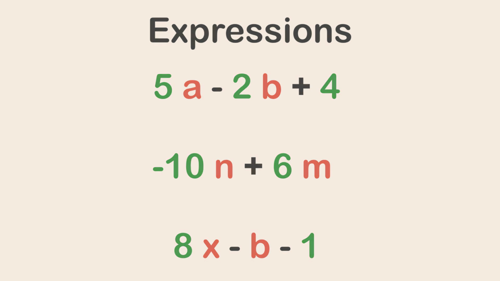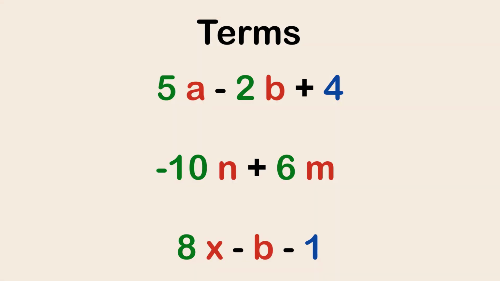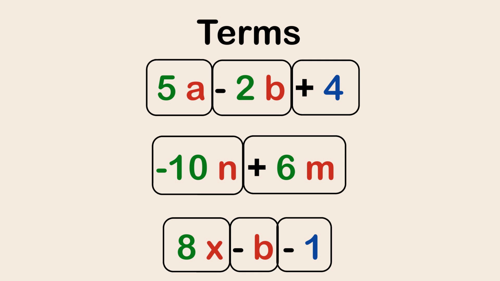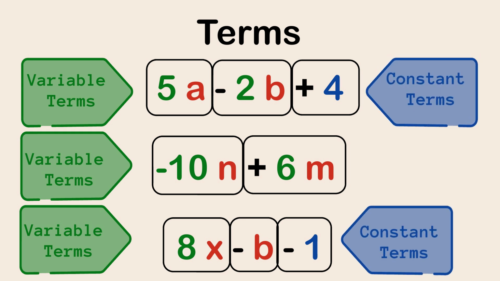Now, let's talk about the second word, term. If an expression is like a sentence, then a term is like a word in that sentence. We can break any expression into its separate terms. As you can see, terms are separated by addition or subtraction signs. I am sure that you noticed that some terms have letters, and some don't. This is because there are two different types of terms. Variable terms. These are terms that include letters, such as 5a, negative 10n, or 8x, and constant terms. These are terms that only contain numbers, such as 4 or negative 1.